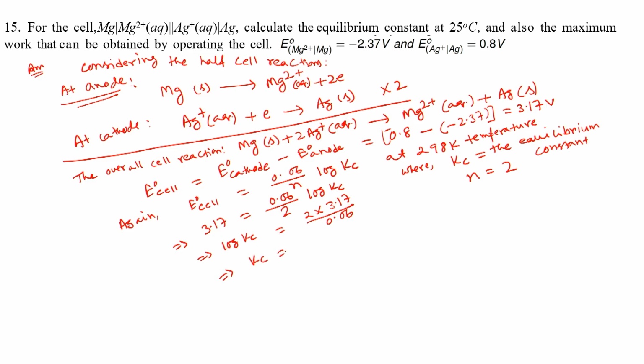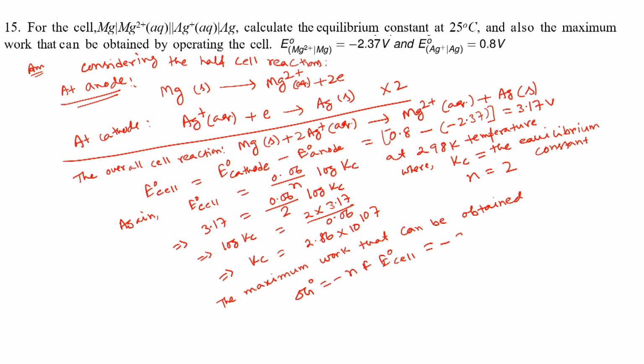So, Kc will be 2.86 times 10 to the 107. And the second part is the maximum work. So, maximum work is nothing but your delta G naught here. The maximum work that can be obtained is nothing but delta G naught, which is minus n F E naught cell.